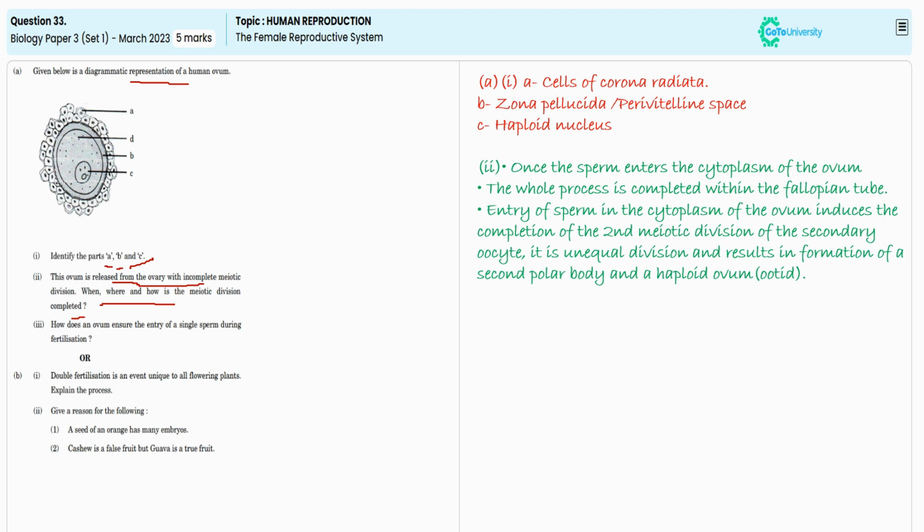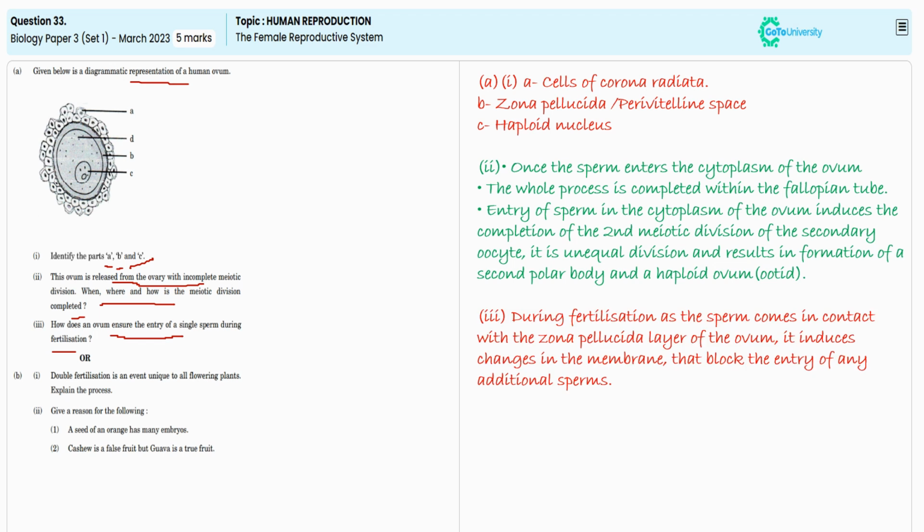In the third sub-question, they are asking us to explain how the ovum ensures the entry of a single sperm during the fertilization process. Here, once the sperm touches the zona pellucida layer or pre-vitelline membrane, the zona pellucida layer evolves into a thickened layer by changing the molecular ingredients of its membrane. As a result, this thickened layer does not allow further sperm to enter, in such a way we can stop polyspermy. With this narration, you can secure another 2 marks to satisfy the 5-mark demand of this particular question.